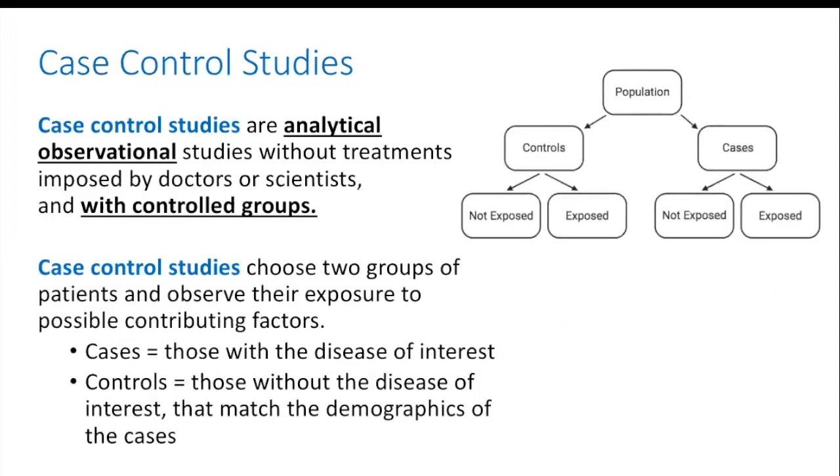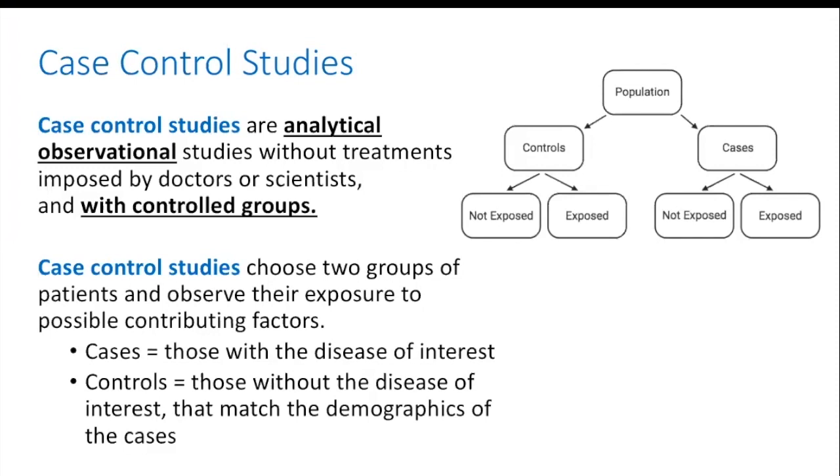Case control studies are another type of analytical observational study. In case control studies, researchers choose two groups of patients and observe their exposure to possible contributing factors. The two groups include cases, or those with a disease of interest, and controls, or those without the disease of interest that have similar demographics to those of the cases.